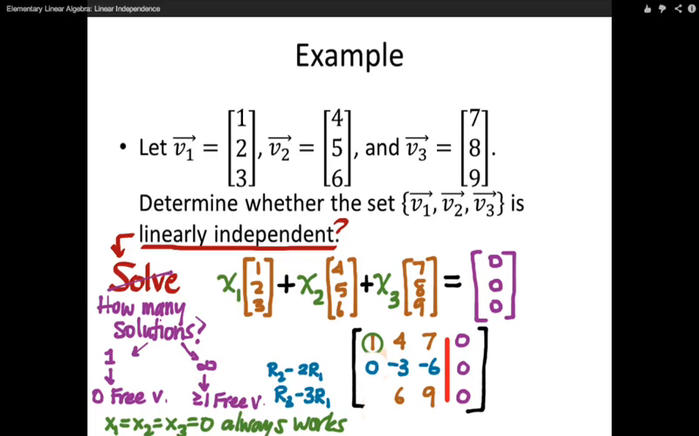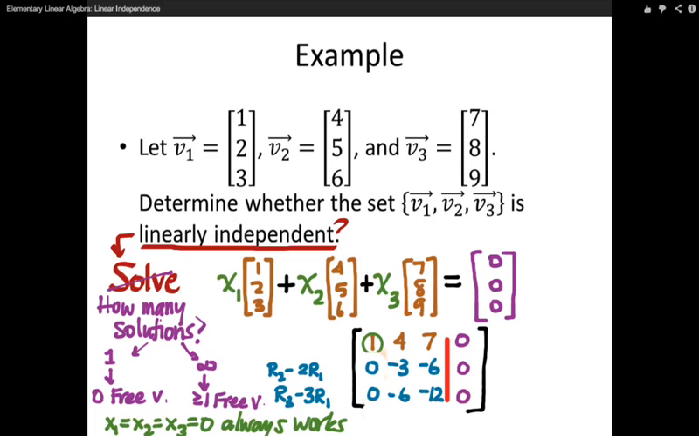So now I'll have a 0 there. And then 6 minus 3 times 4 is negative 6. And 9 minus 3 times 7, 9 minus 21 is negative 12. And now our first pivot is by itself in its column. So we're done with that first column now.